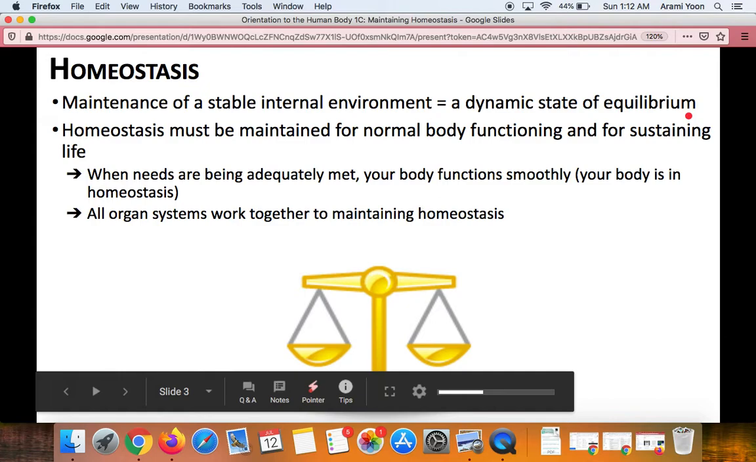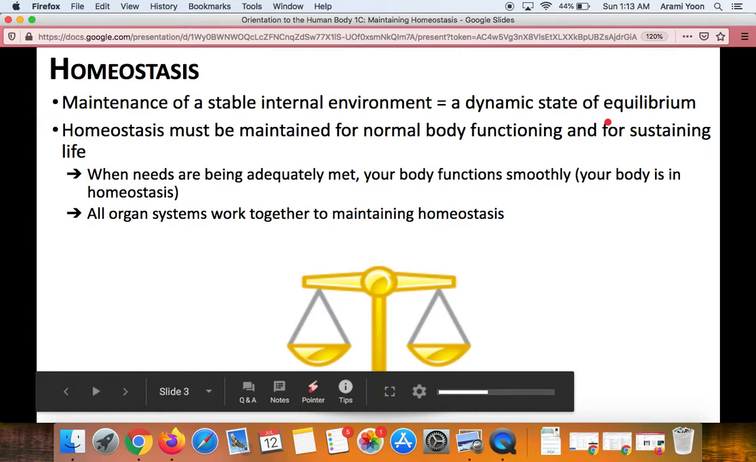Like if you're talking about your body temperature, for example, you can have a slightly higher temperature at some times and a slightly lower temperature at other times. But you must be within a state of equilibrium. And so if your temperature goes up to 100 degrees Fahrenheit, then you have to bring it back down to something more normal like 98 or 99 degrees. So that's what we mean when we say that you are maintaining a dynamic state of equilibrium.